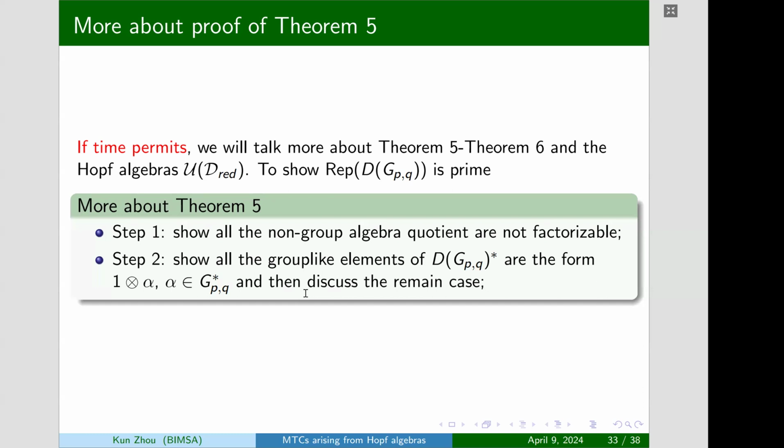So combining step 1 with step 2, we know that there is no quotient Hopf algebra of DGPQ such that the induced R matrix gives a factorizable Hopf algebra, and from the decomposition theorem of modular tensor categories, we know that Rep DGPQ is actually a pre-modular tensor category.